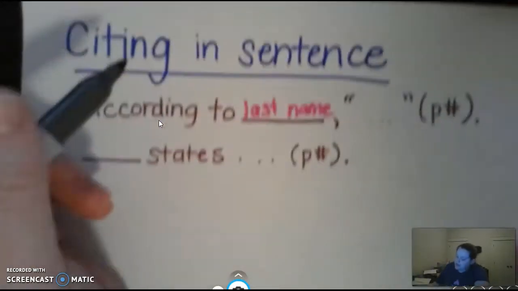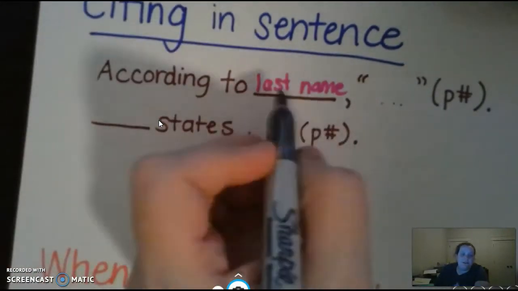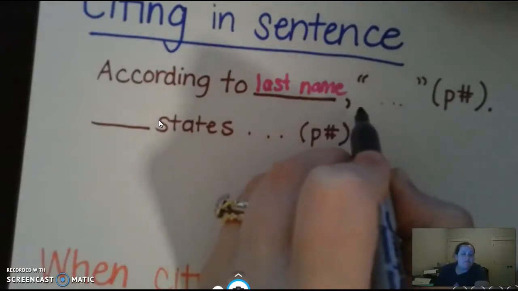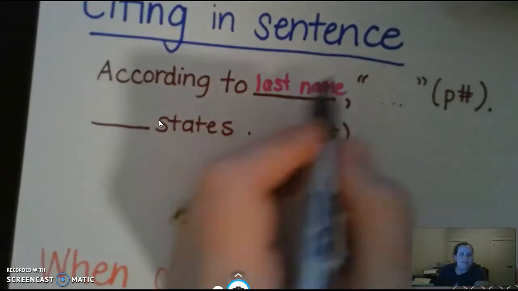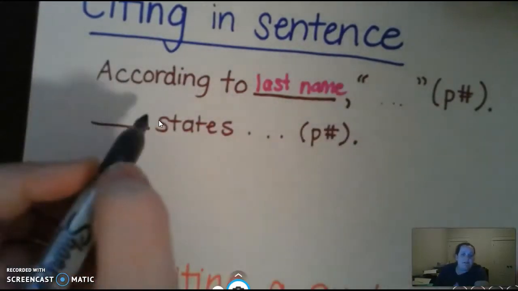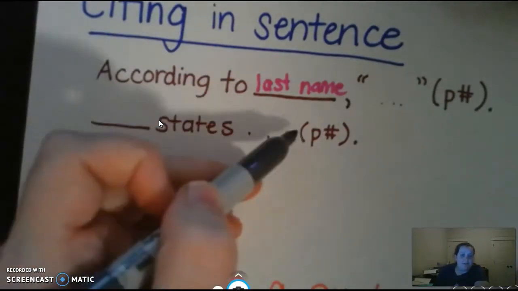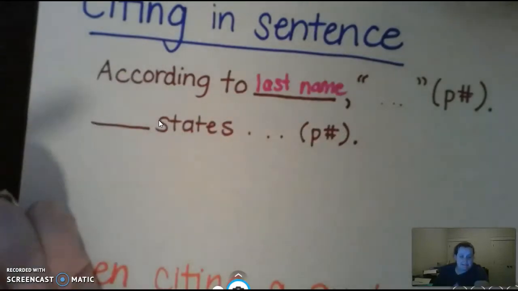You also can cite in the sentence. So you could say according to, and then do the first and last name, and then later just the last name. And then you would just need to put the page or paragraph number at the end. Okay, so that would be with a quotation, or you could do it with a paraphrase, right? It doesn't matter if you're paraphrasing or quoting. If it's not your idea, you need to cite it.